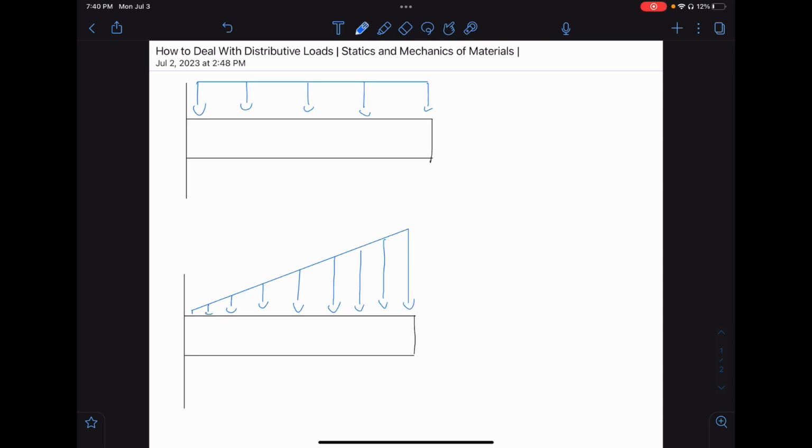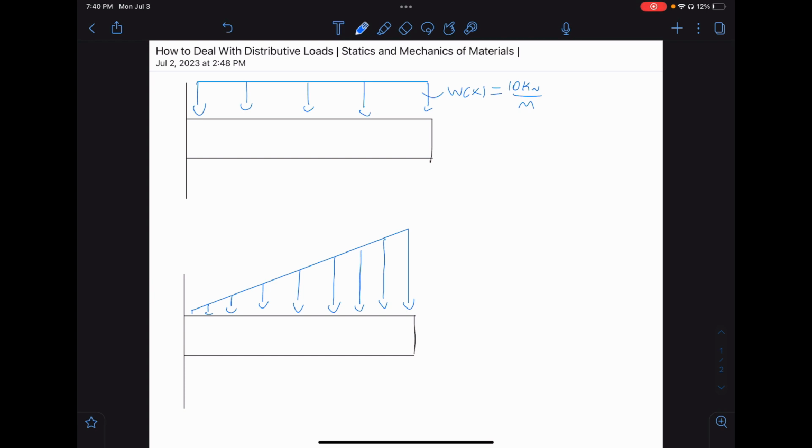So as you can see, these distributive loadings are not some complex shape. They're not some function, some curve, whatever. You don't need to integrate. We can just find our resultant force by obtaining the area of these shapes. And when you're given basic shapes like this, our distributive loading is represented not by a function, but by an average of our distributive loading. So there is 10 kilonewtons of force per meter along our beam here on average.